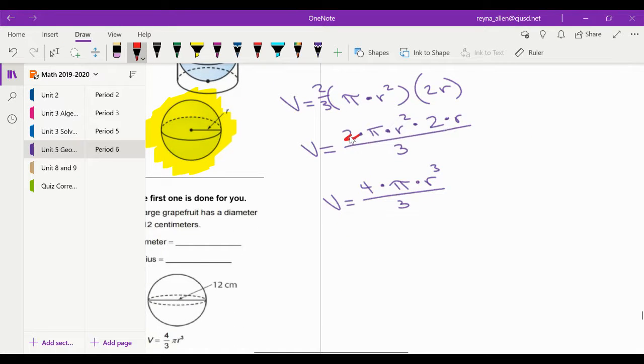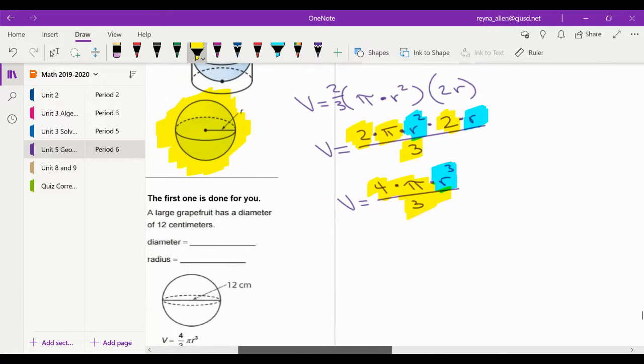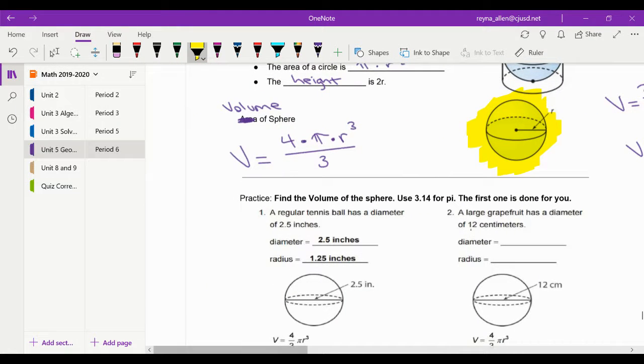So if I look, I have a 2. Oh, we want that to be a highlighter. We have a 2, still not a highlighter. There we go. We have a 2 and a 2, which makes 4. And then we have 2 radiuses here, and we have another radius here, which means we have 3 radiuses. And then everything else is kind of just there. So we got a pi, and we got the 3 at the bottom. Okay, so that gives us our formula. Do you really need to know that? No, but I wanted to answer it for those of you that might have been curious.